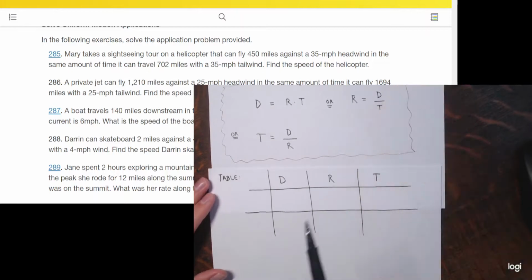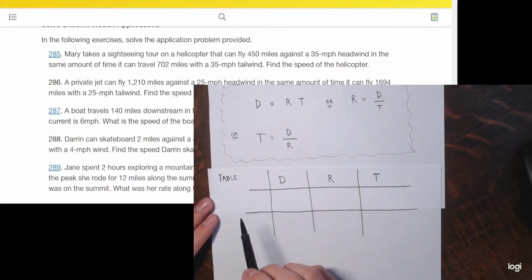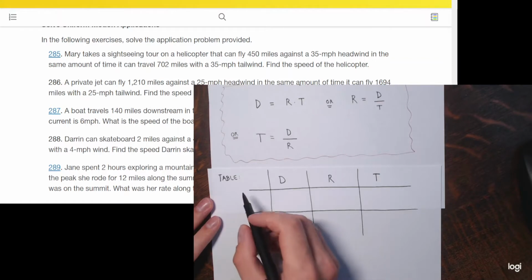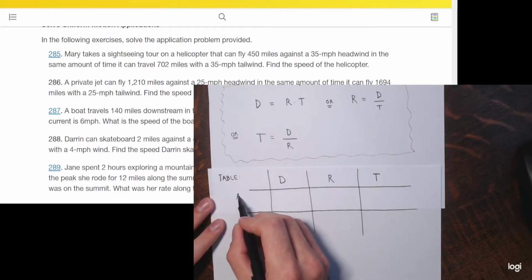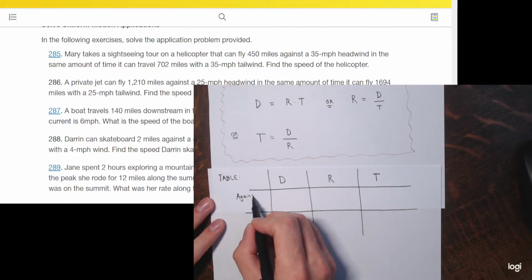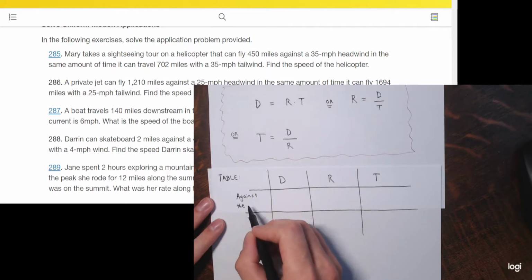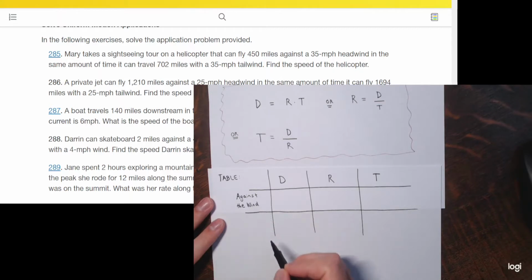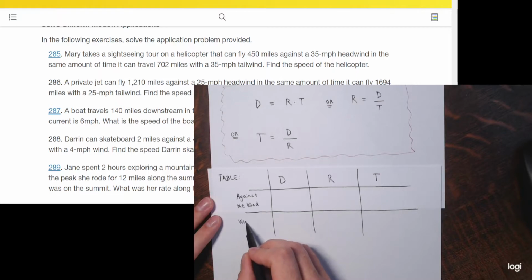So we have the helicopter traveling with the wind and against the wind, right? We have the trip against the wind, against the headwind. And we also have the traveling with the wind, right? They describe 2 different trips, 2 different ways of traveling, which will be in each row. Sorry, with the wind, with that tailwind. And I'll start filling in the information in this table.